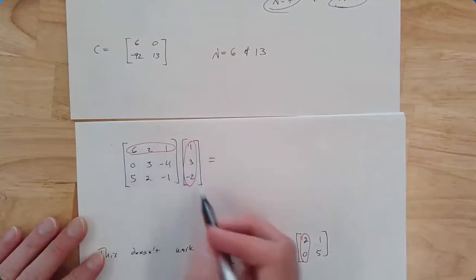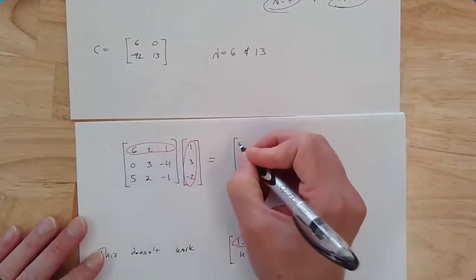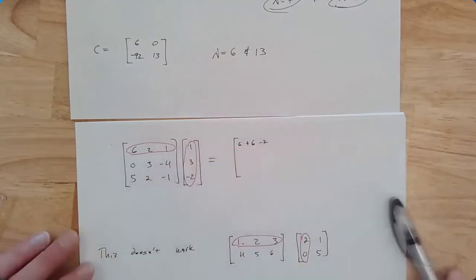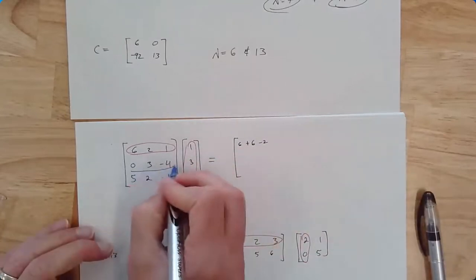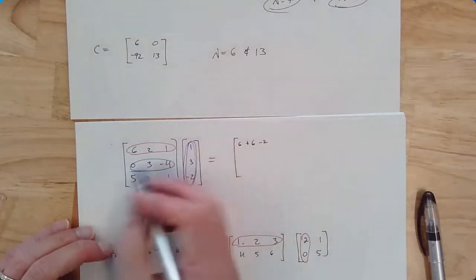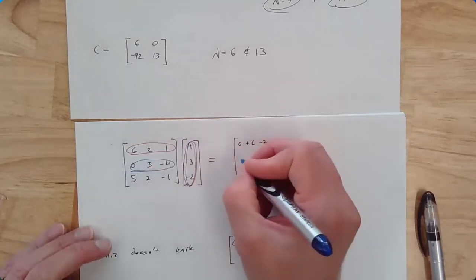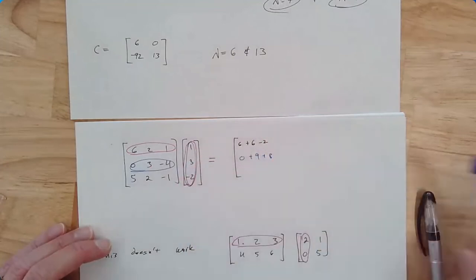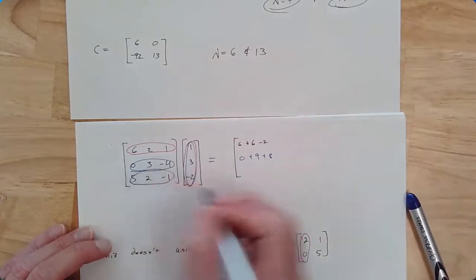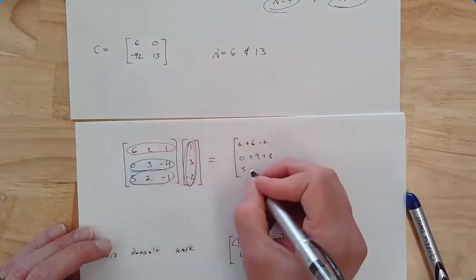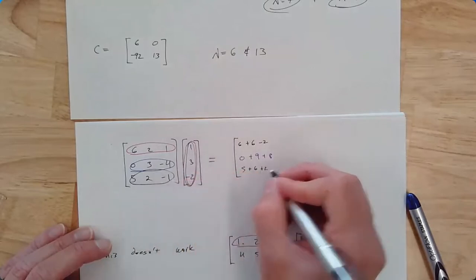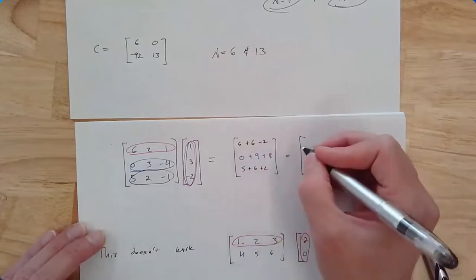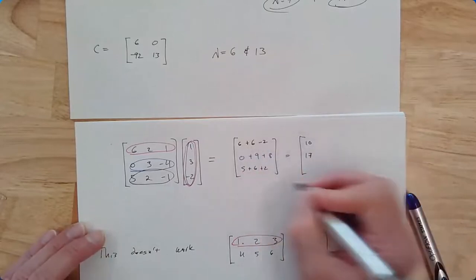So if I multiply this row by this column, I get 6 times 1 plus 2 times 3 plus 1 times -2. Then the second row by the column gives me 0 times 1 plus 3 times 3 plus -4 times -2. And finally, the last one gives me 5 times 1 plus 2 times 3 plus -1 times -2. So that's going to give me the 3 by 1 matrix, 10, 17.